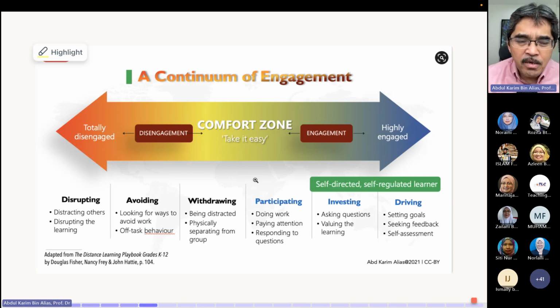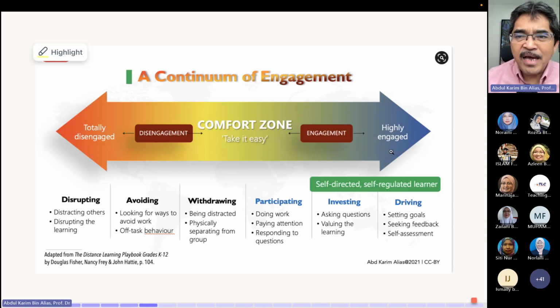Then engage behaviorally. You can see in the form of dia punya face expression and so on, memang dia nampak teruja nak belajar macam tu. So kalau kita tengok ni, a continuum of engagement ni, everyone would dream to have this highly engaged students.